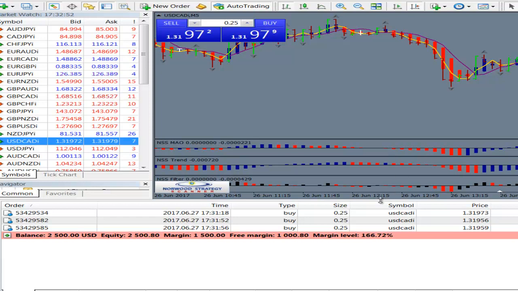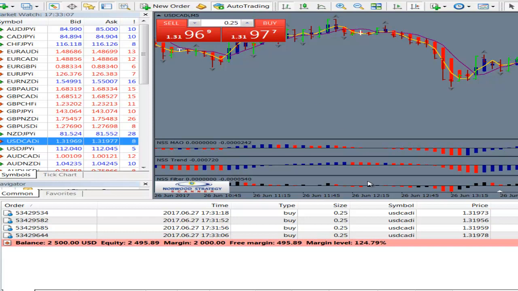Many people would only be using maybe 2 trades at a time. In this situation, maximum 3 trades. Now, that's how you can do it. Let's see if it'll let us put on another trade. It may not let us put on another trade. It did let us put on another trade.